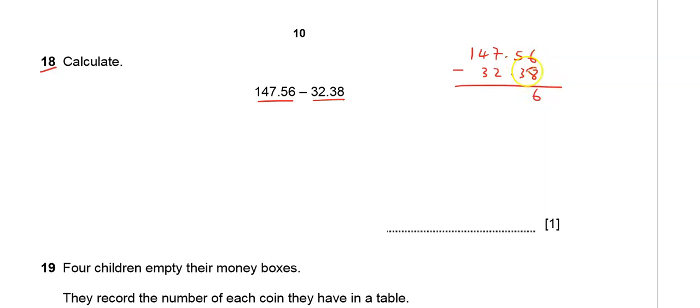We had remained 4 here, and 4 minus 3 gives us 1 point. 2 minus 6 is 5. 4 minus 3 is 1 and 1. So our answer is, this should have been 8. I'm writing 6, sorry. The answer is 115.18.